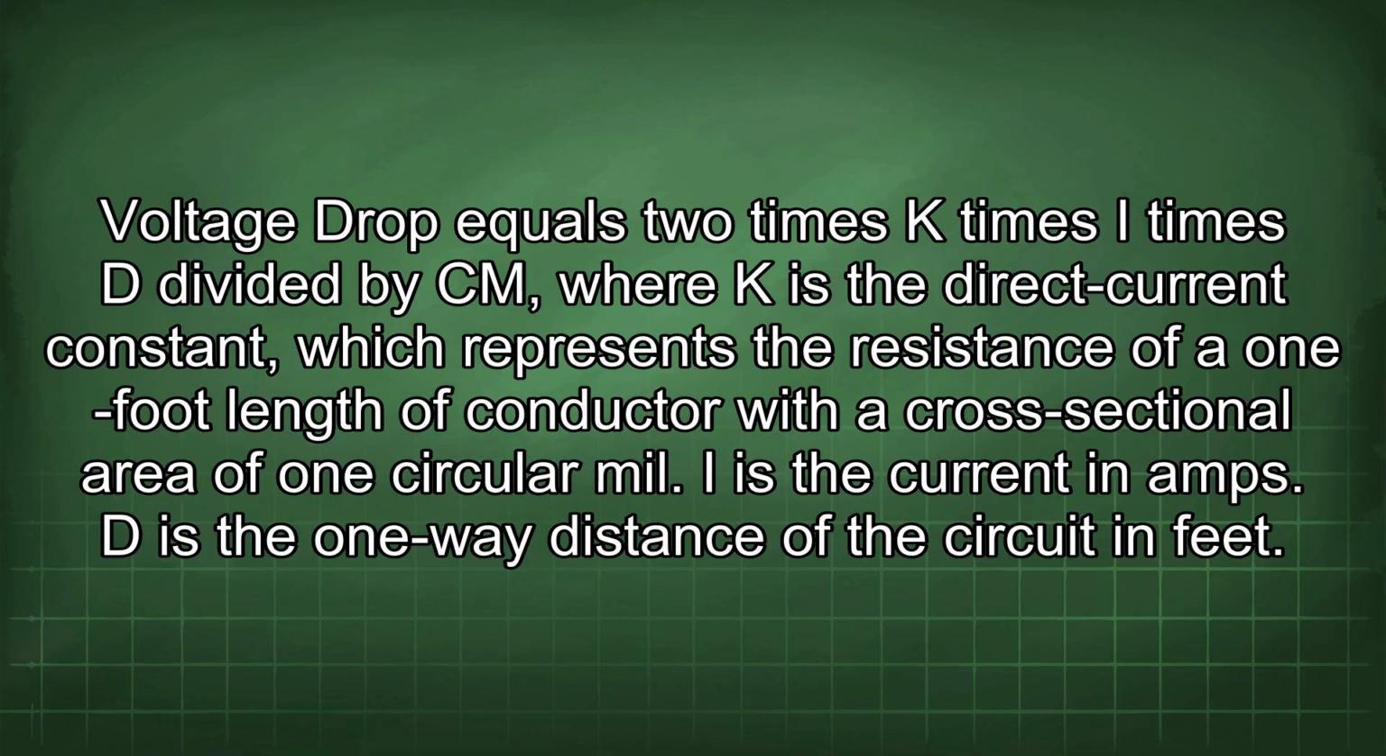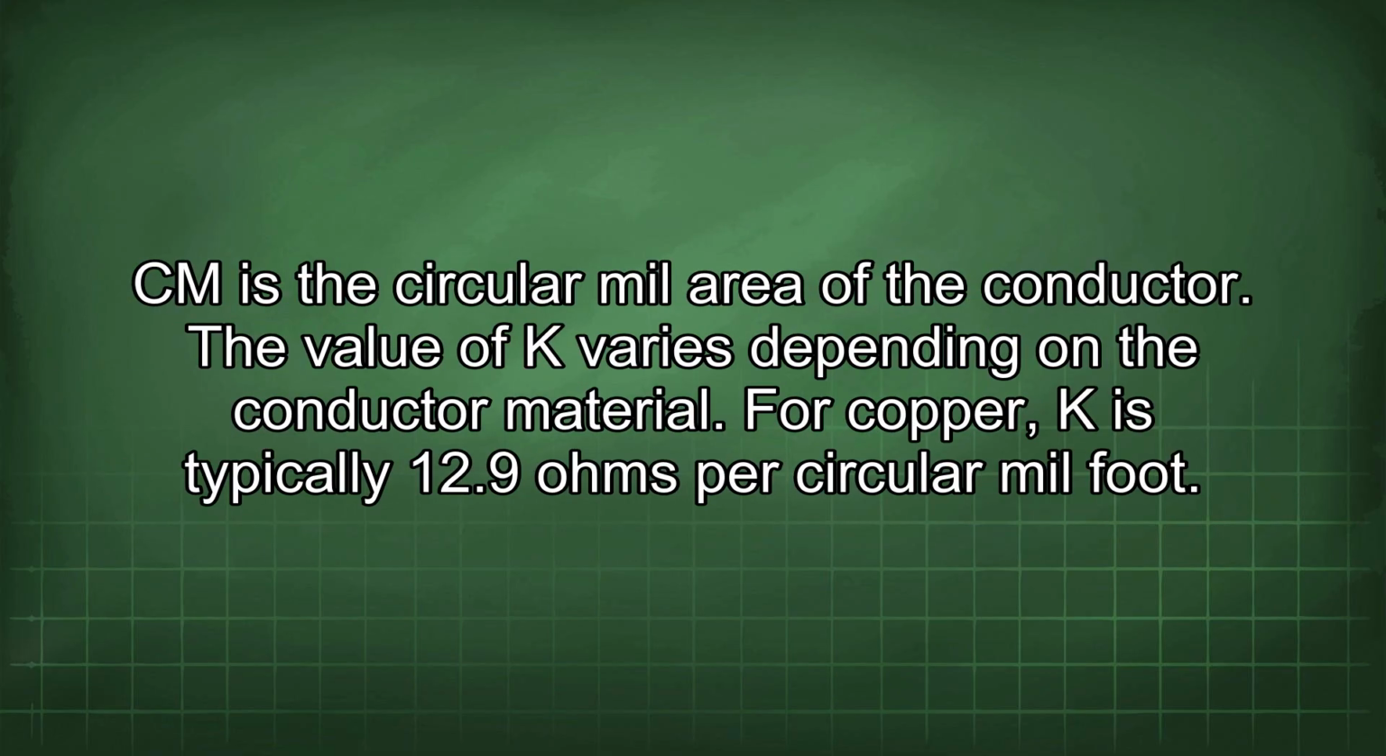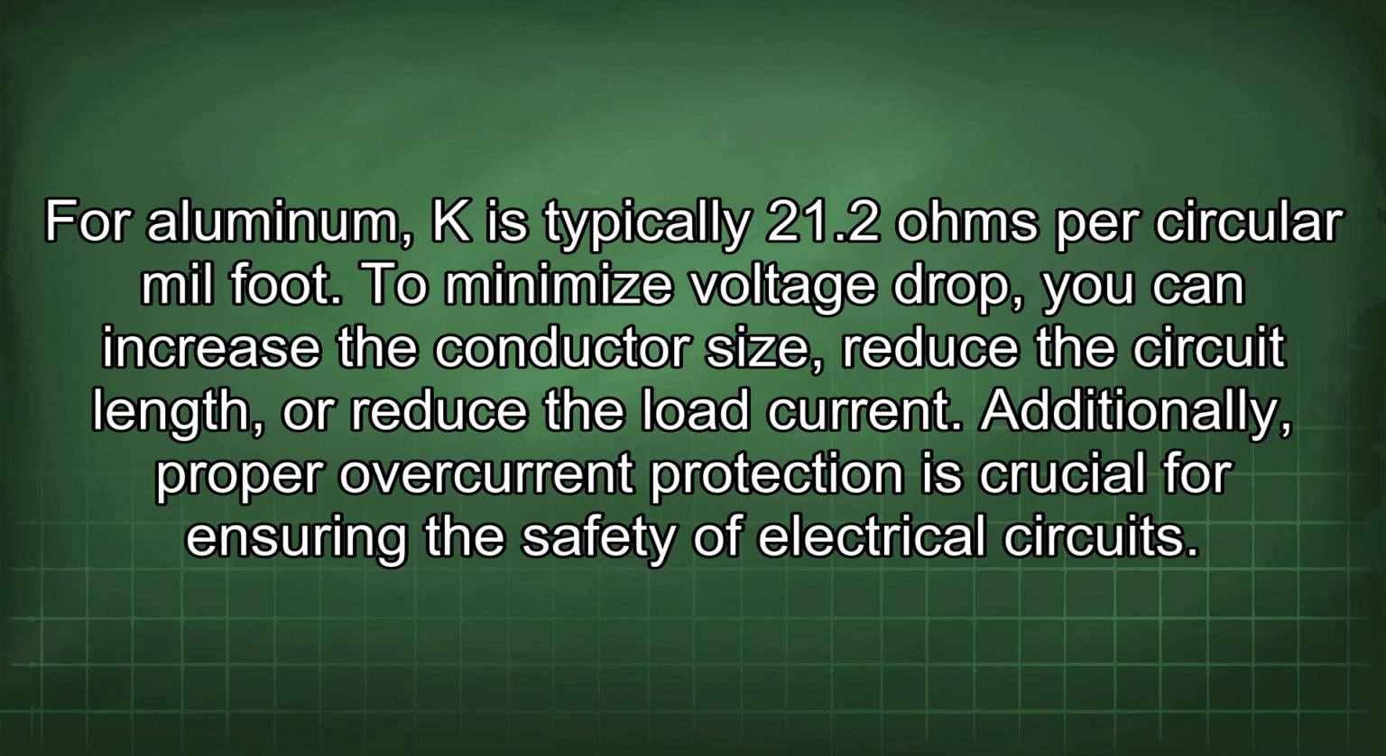D is the one-way distance of the circuit in feet. cm is the circular mil area of the conductor. The value of K varies depending on the conductor material. For copper, K is typically 12.9 ohms per circular mil-foot. For aluminum, K is typically 21.2 ohms per circular mil-foot.